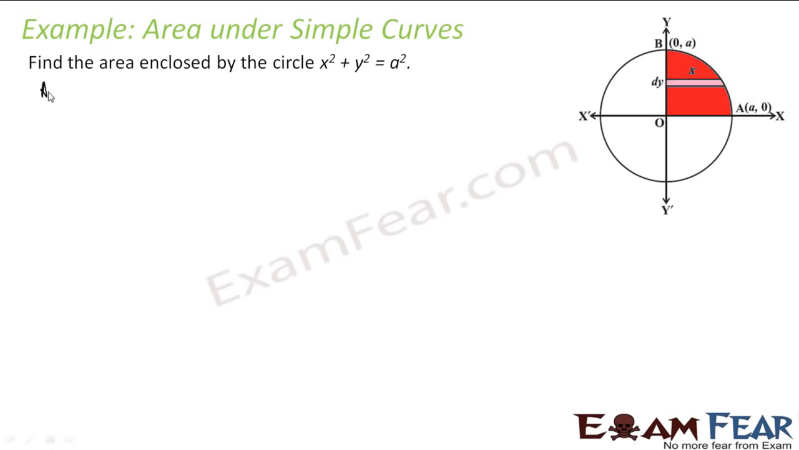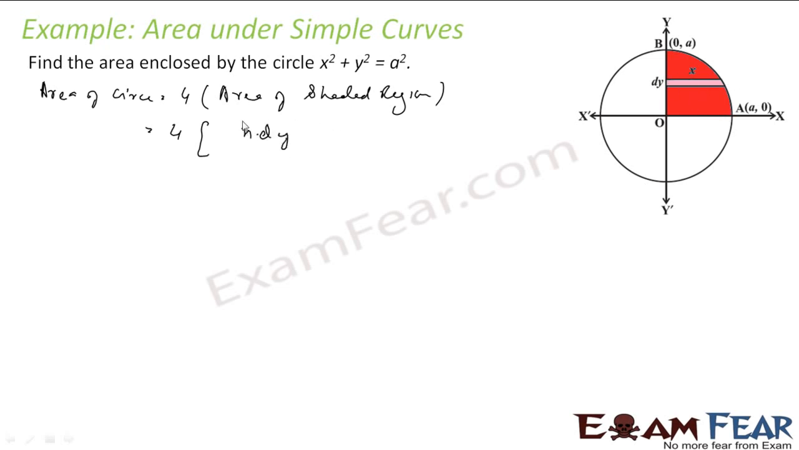Here also same thing. Area of circle is nothing but 4 into area of shaded region. Correct. So what is the area of the shaded region? In this case it will be x dot dy. X dot dy will be the area of this strip, right? And y is varying from again 0 to a. So 0 to a is my y variable.